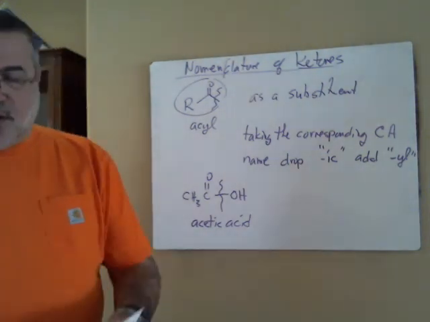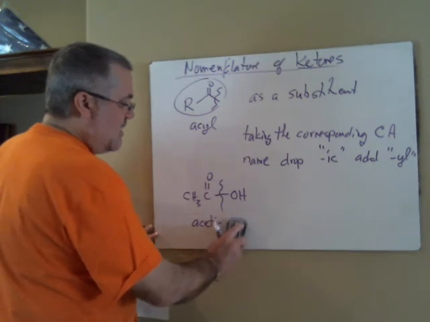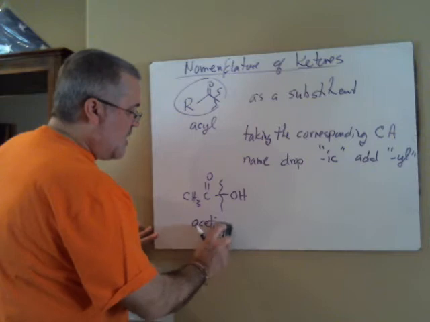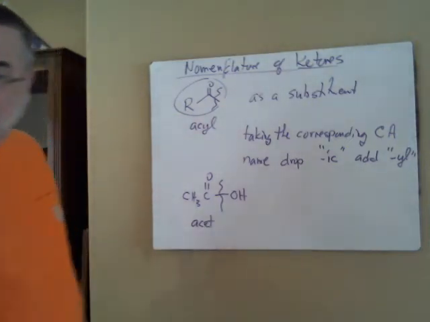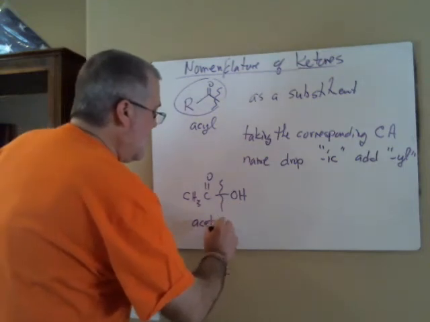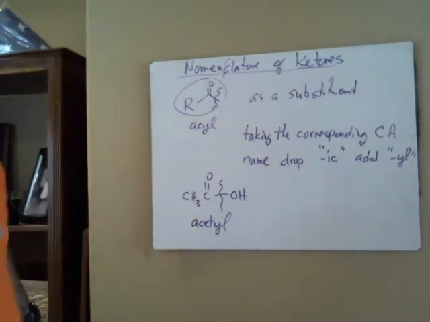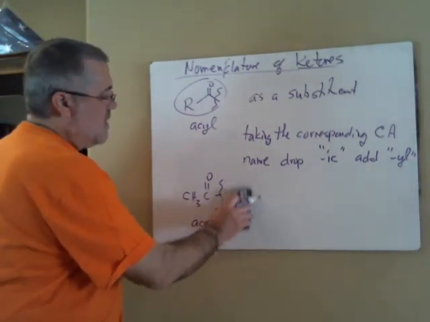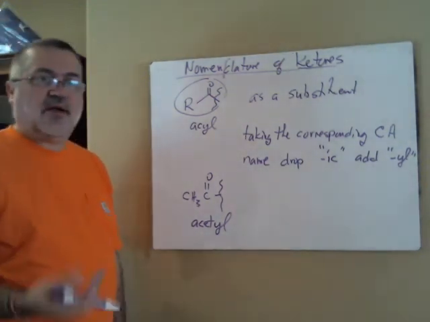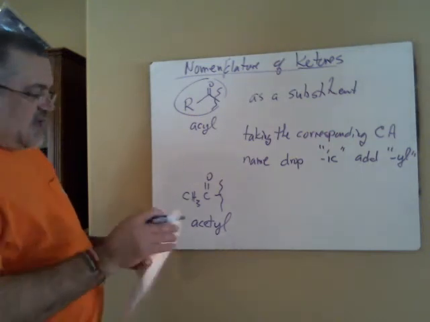Okay? And so what we're going to do is drop the ic from that. And by the way, the acid name, it goes without saying because that disappears. But we drop the ic. So we're leaving the ACET, and then we're going to add YL. So once you get the substituent name, it's acetyl or acetyl, depending on whether you're a biologist or a chemist. All right? Do you see how that was derived?